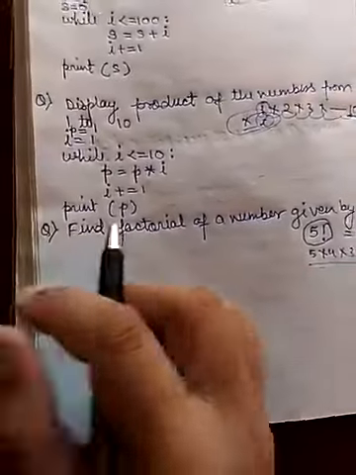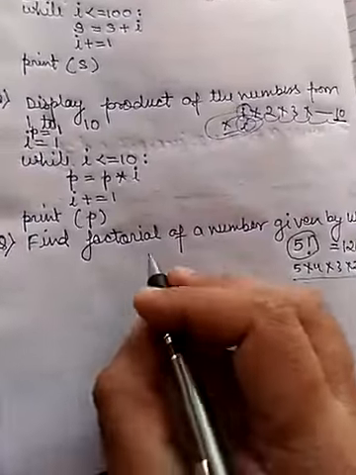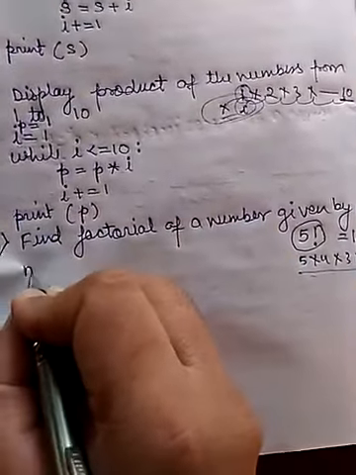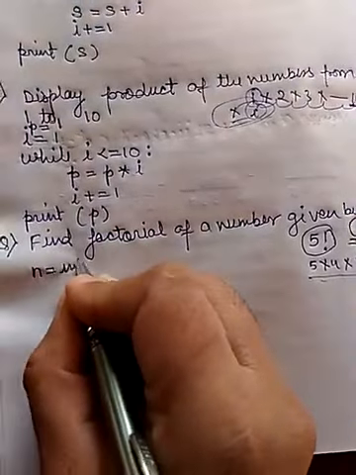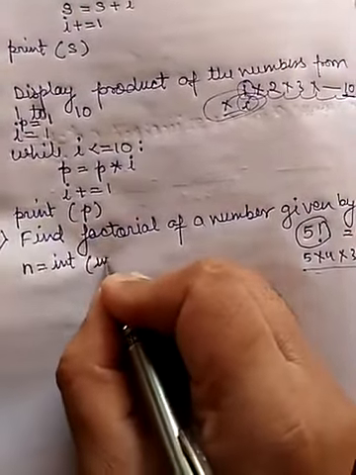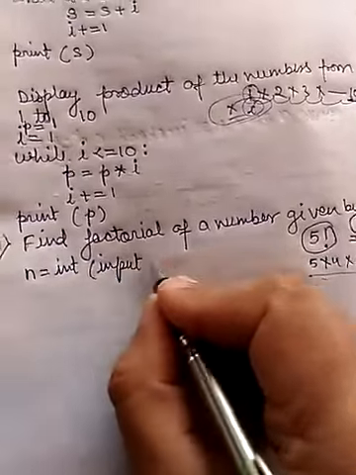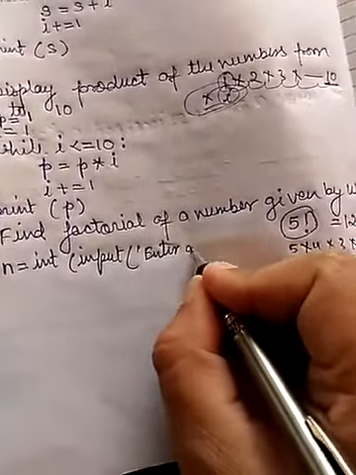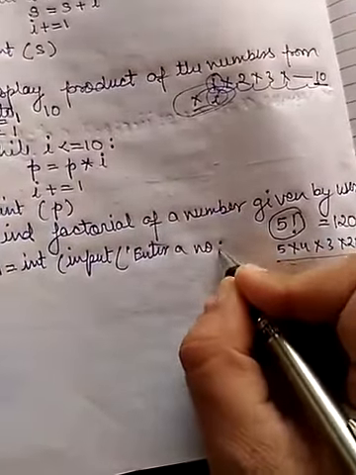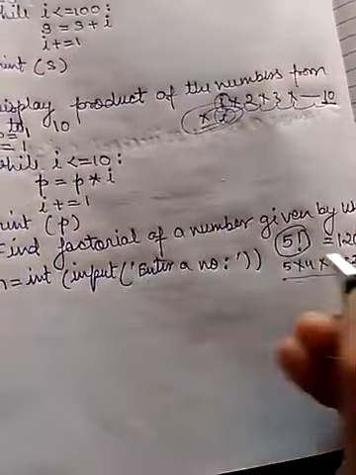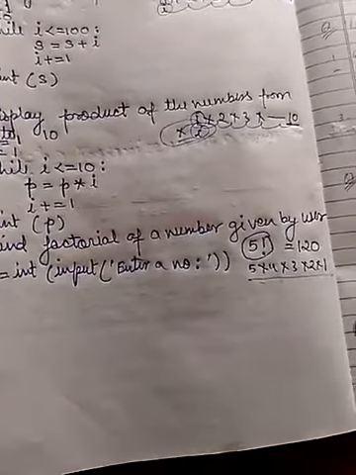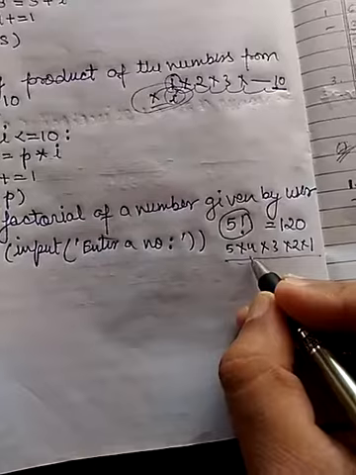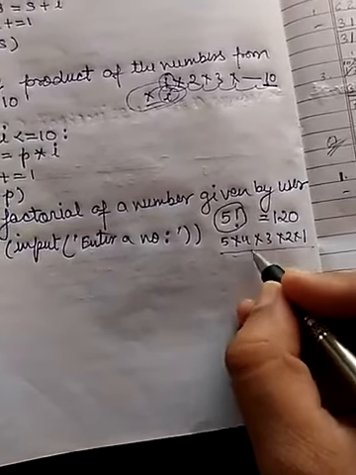So let's begin with the input. Here the first thing is that we are asked to read a number from the user. So I am reading a number: int input, enter a number. Now we have to multiply. We have to multiply within a loop, because multiplication occurs many times.